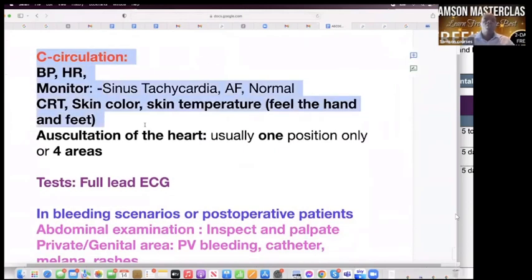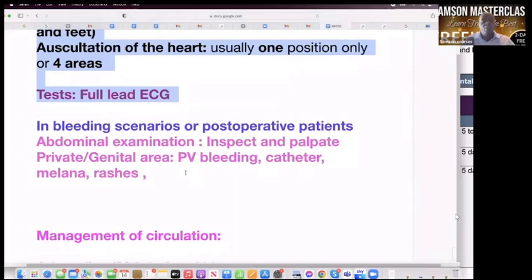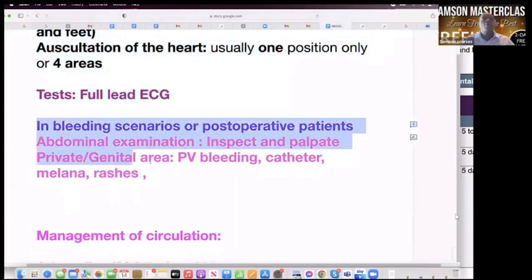Then circulation. You're going to assess, everything will be normal. You still need an ECG. Because the patient is post-operative, you want to examine the abdomen and external genitalia. There is a catheter, it is draining. There's abdominal pain, but that's only because it's post-operative. When you palpate the abdomen, the patient is screaming in pain because it's post-op.